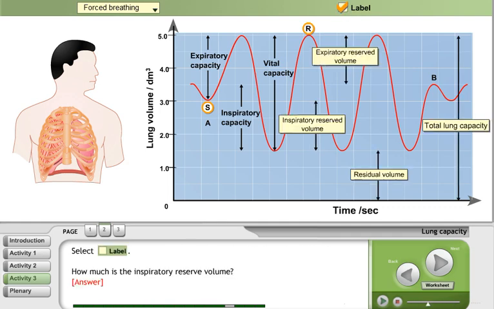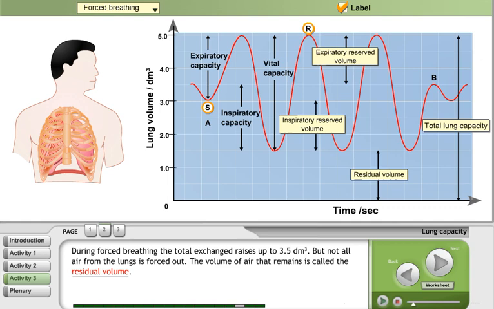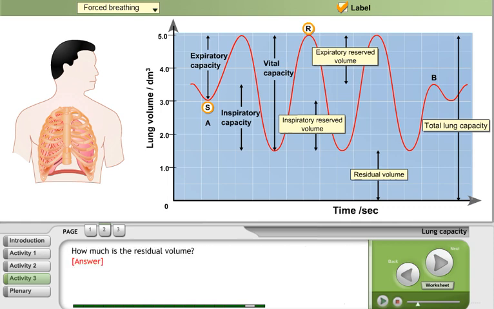Select label. How much is the inspiratory reserve volume? Answer: 2.0 minus 0.5 decimeter cube equals 1.5 decimeter cube. During forced breathing, the total exchange raises up to 3.5 decimeter cube. But not all air from the lungs is forced out. The volume of air that remains is called the residual volume. How much is the residual volume? Answer: 1.5 decimeter cube.